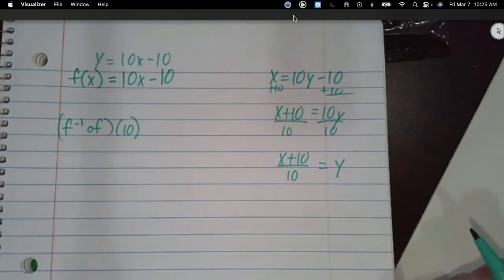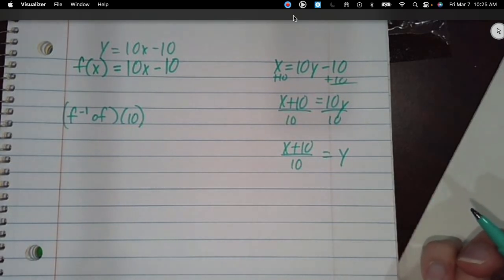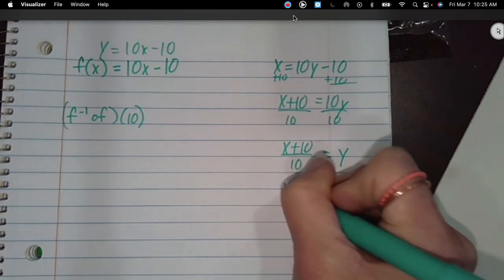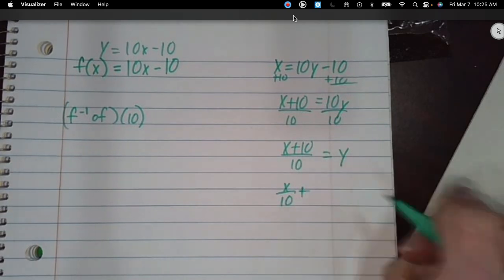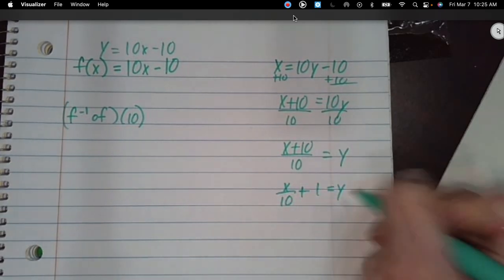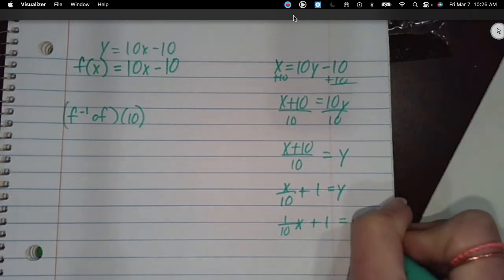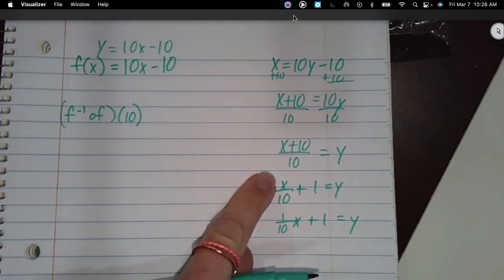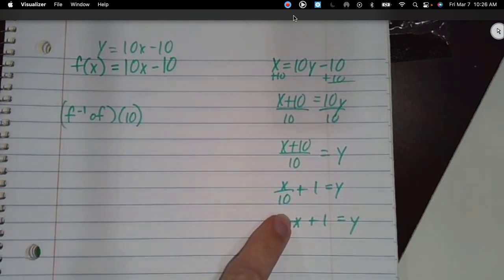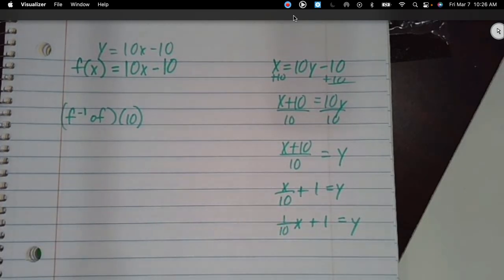Does anybody have an idea of how they would write that answer? They would put 10 under each thing. So X over 10, or 1 over 10X is another way to write it. Plus, and what's 10 over 10? 1. That's probably how they would write it. Actually, she was saying they would write it like this, and she's correct. This is the same as this, which is the same as this. All of those 3 things are the same exact answer. I know it looks crazy, but all of those are correct. Everybody good with that? You just kind of move stuff over.